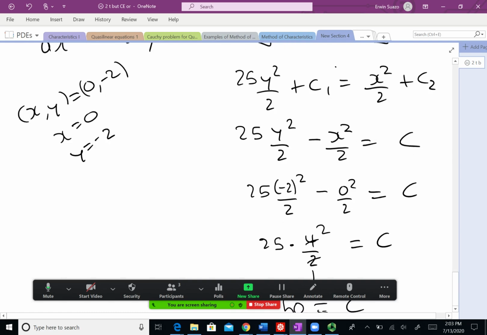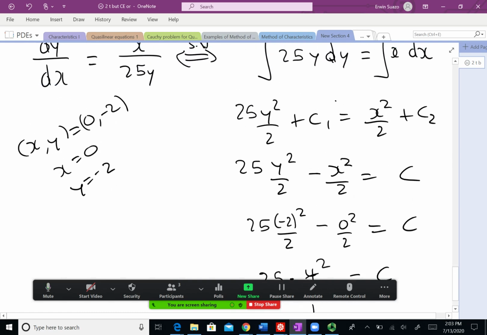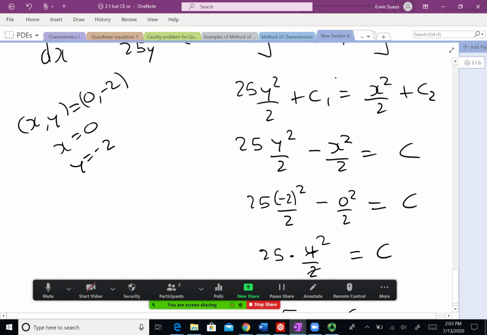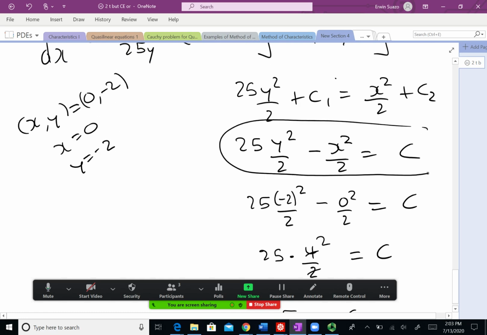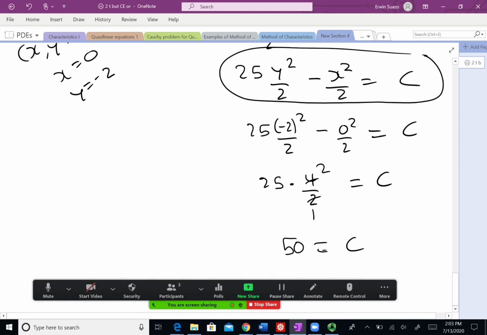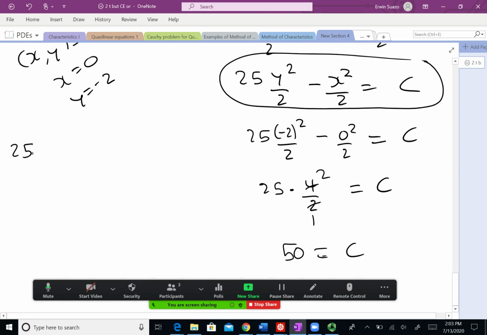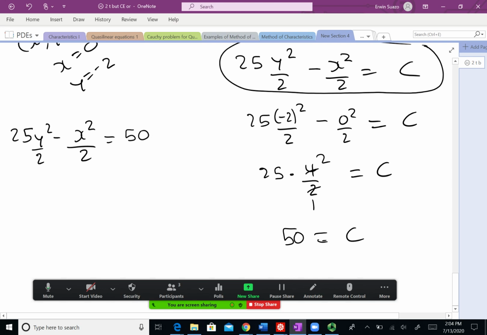So my equation is 25y squared divided by 2 minus x squared divided by 2 equals 50. So, we avoid fractions if we can. So if I multiply times 2, I get 25y squared minus x squared equals 100.